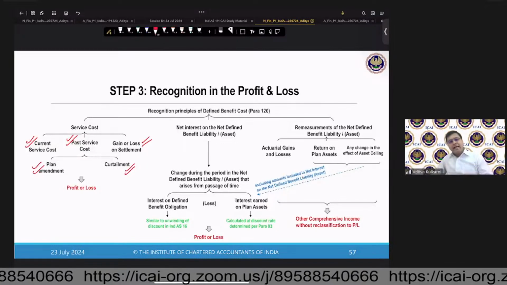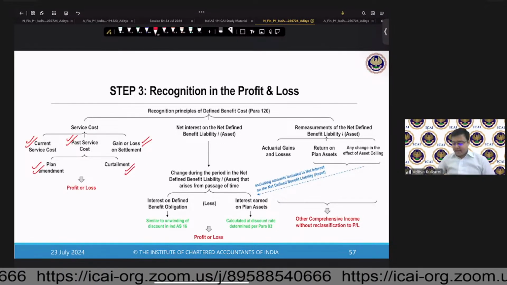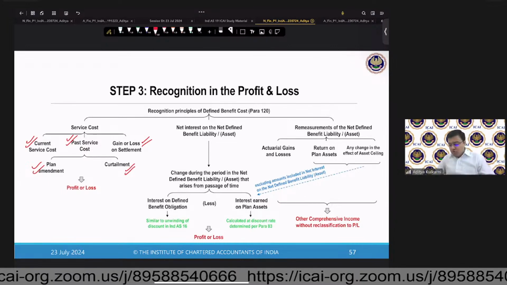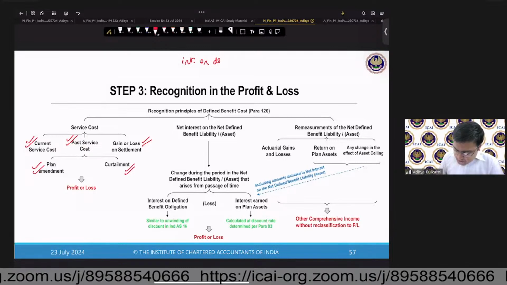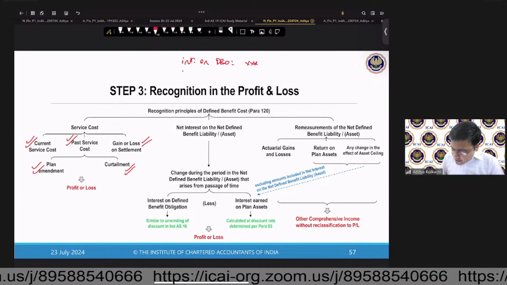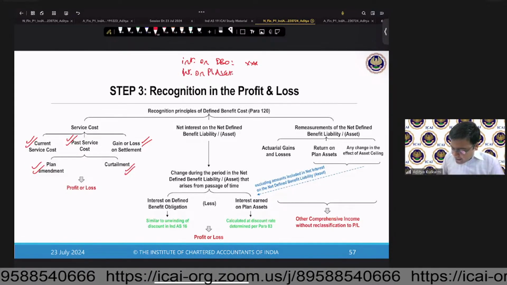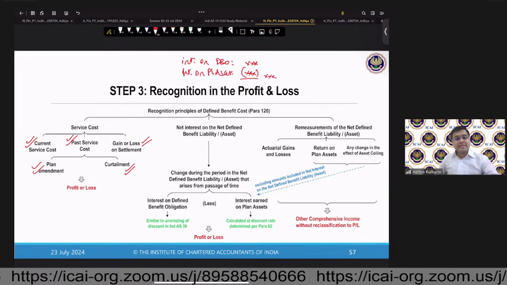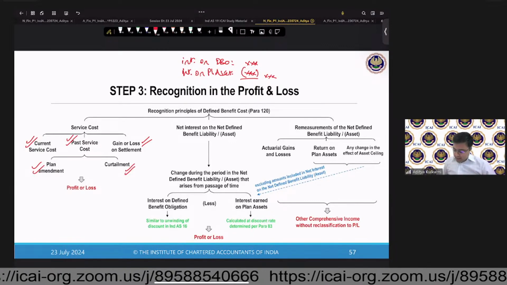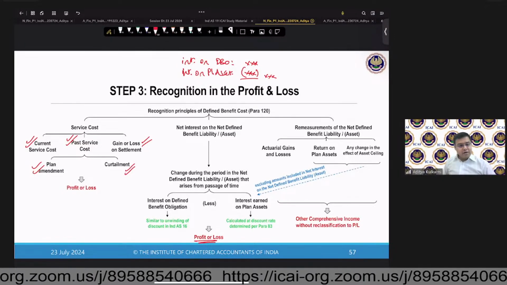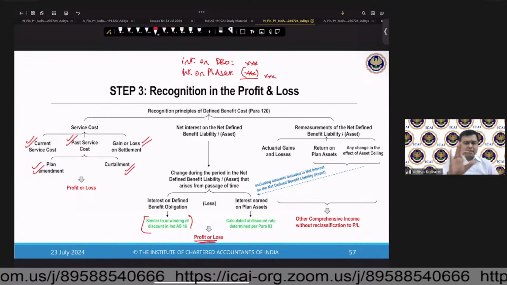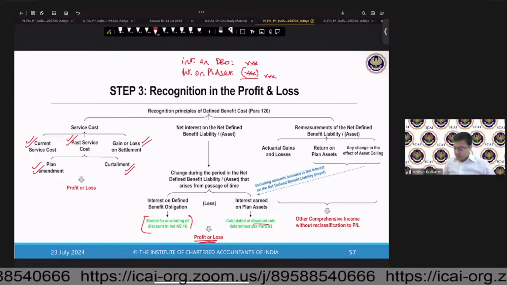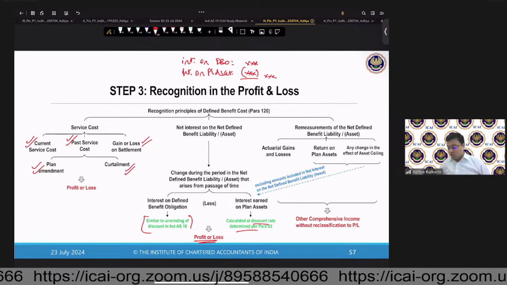Now, these plan assets that you are having are also generating interest. The defined benefit obligation also records unwinding of discount, that means interest. So you have on one side interest on defined benefit obligation, and you have interest on plan assets. Obviously, one is an income, the other is an expense. So you are going to present it net of each other, and it will be shown in the P&L. Interest on defined benefit obligation is the unwinding of discount, which you have already seen in similar cases. And interest earned on plan assets is calculated at the discount rate. So you present it net, so that the net figure goes in your profit and loss.